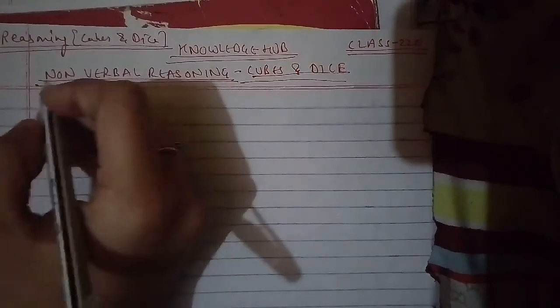Untitled for the latest update. Today we're going to start with discussing reasoning, that is, cubes and dice, and this has been the 220th class.